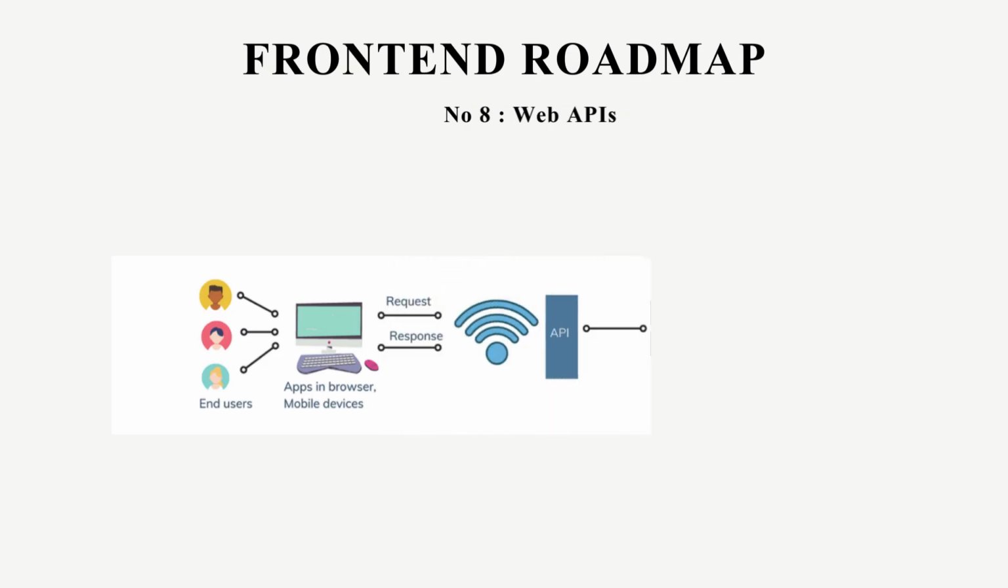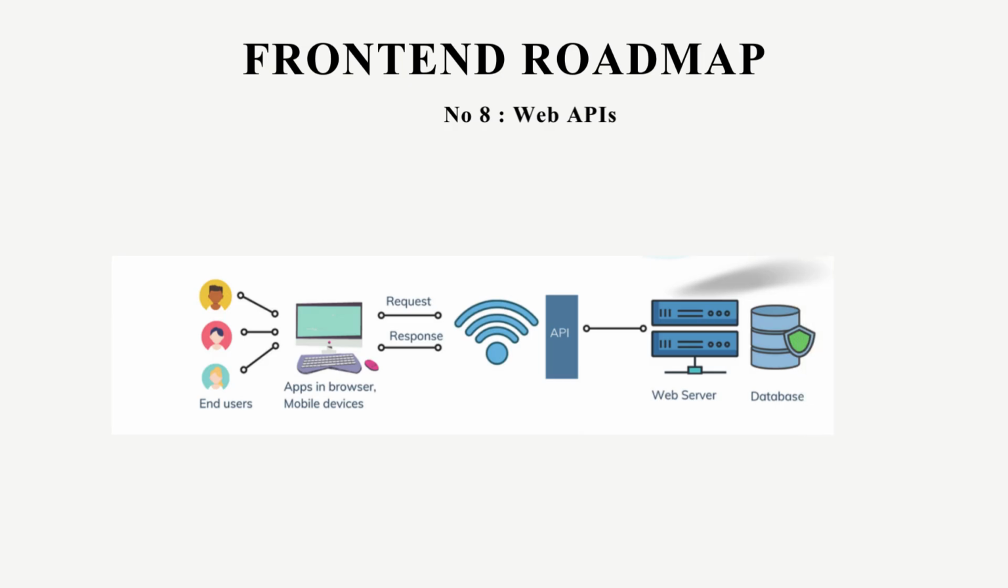Number 8. Web APIs. Finally, front-end developers need to work with web APIs. APIs allow your front-end application to communicate with back-end services, for example, fetching user data, submitting forms, and retrieving product information. JavaScript provides tools like the Fetch API to send HTTP requests. Many websites rely on APIs to display dynamic content. For example, applications like Spotify or YouTube load data from APIs to update content in real time. Learning how to work with APIs is essential for building modern web applications.